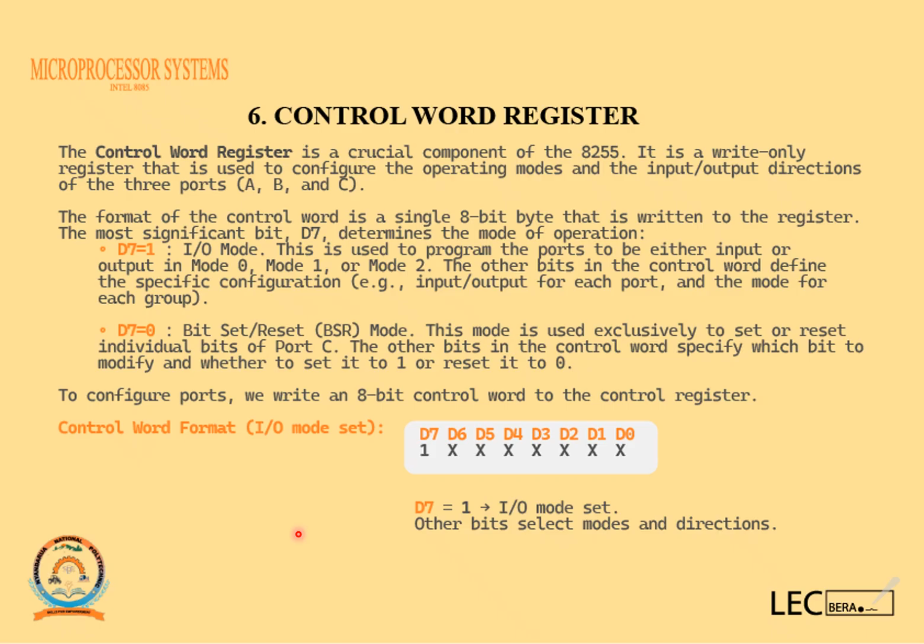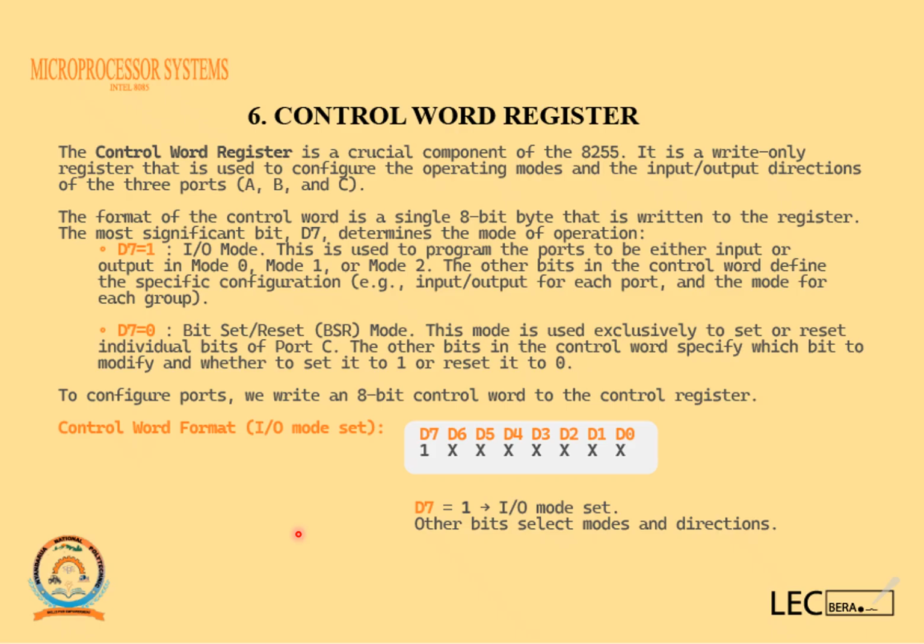If I'm going to set D7 to 0 bit, then bit set or reset, we use this one for the bit set reset mode. This mode is used exclusively to set or reset individual bits of port C. The other bits in the control word specify which bits to modify and whether to set it to 1 or reset it to 0. So to configure a port, we write an 8-bit control word to the control register.